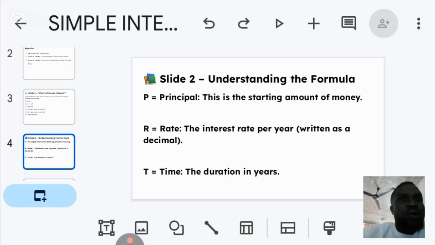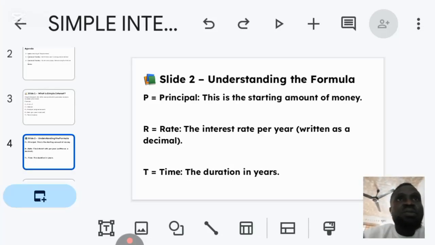Let's break it down. P is principal, that is the starting amount. R is rate, that is the interest percentage per year. And T is time, that means the number of years you invested. You multiply them together and boom, you've got your interest.